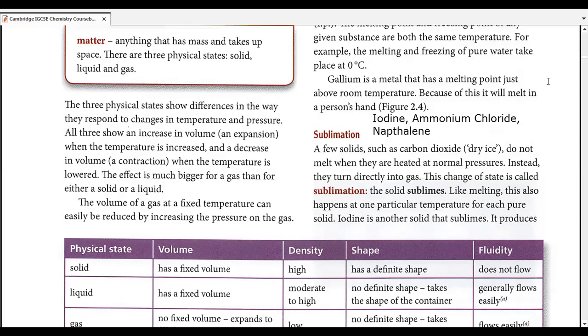All right. So for the second example, as I was just saying, iodine is going to be our second example. This happens at a particular temperature for each solid for the process of sublimation, and we use the word that the solid sublimes. Iodine is another solid that sublimes.